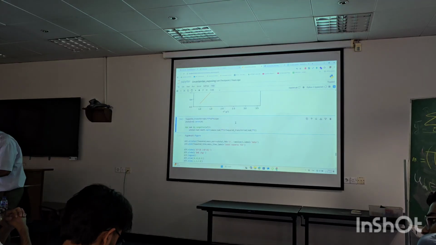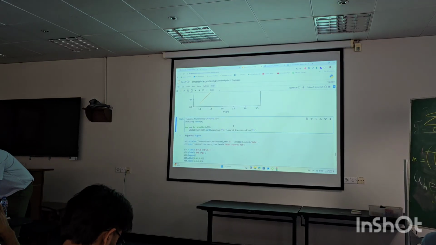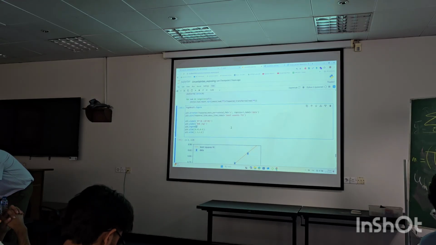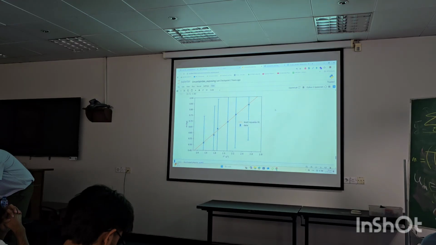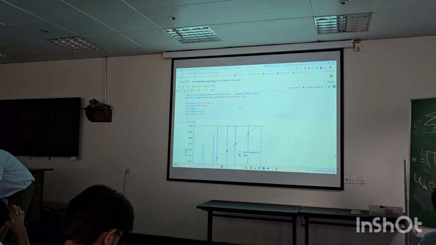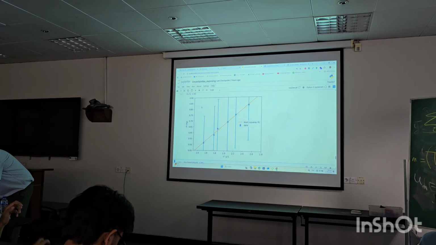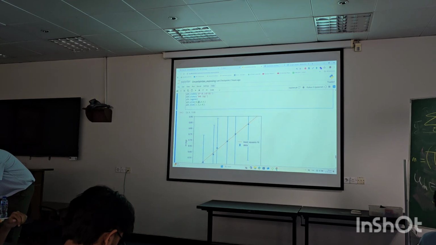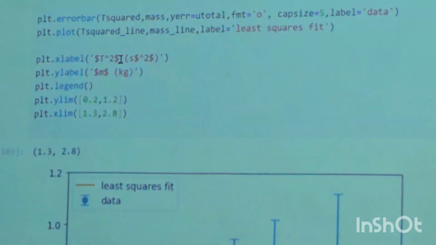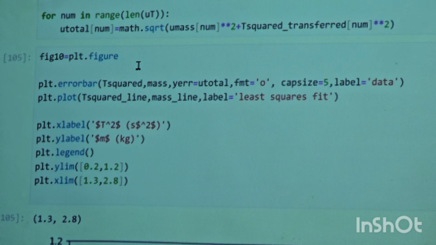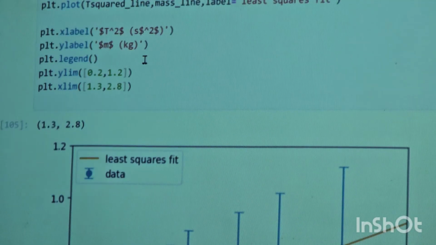So now if I do this transfer process and I find the total uncertainty in mass, and then I plot, this is what I get.